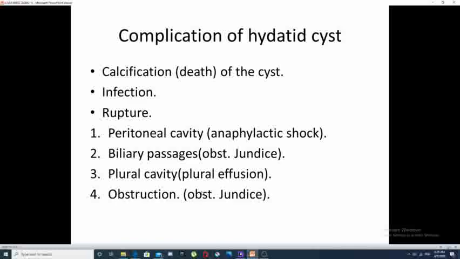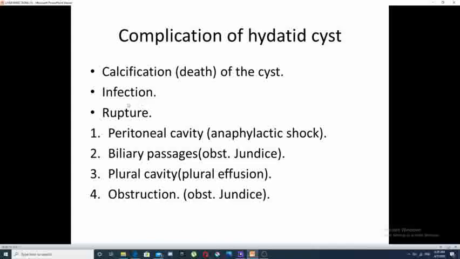What are the complications of the hydatid cyst? First complication is calcification of hydatid cyst. Calcified hydatid cyst is a dead cyst, requiring no treatment. Another complication is infection, and this will convert the hydatid cyst into pyogenic liver abscess.